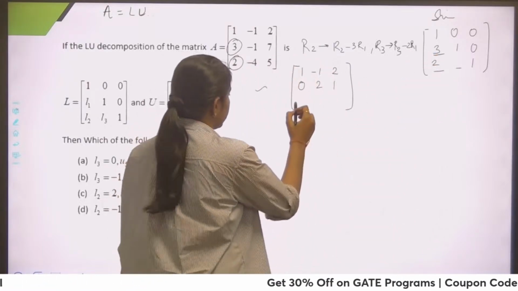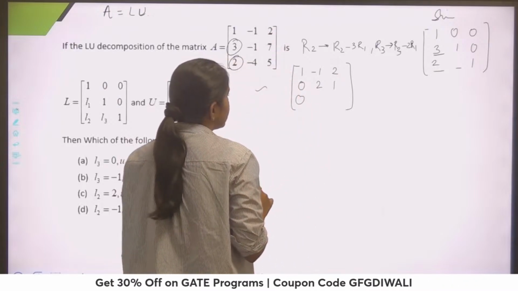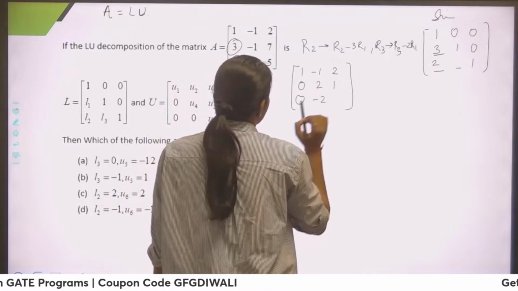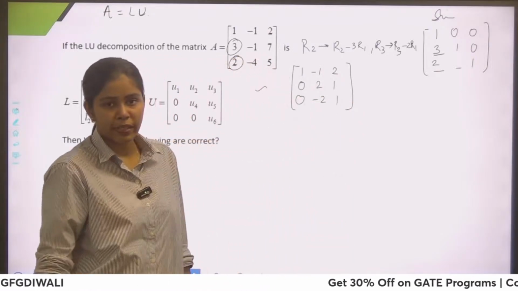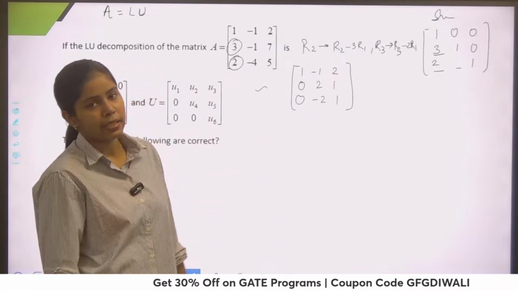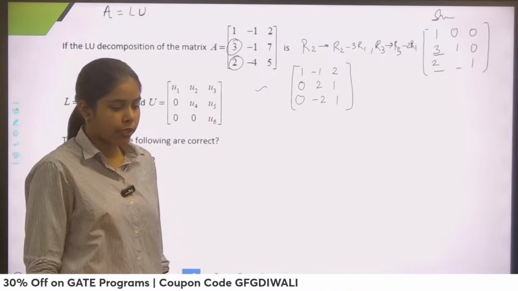So let's subtract 2 first. So we'll get this 0, minus 2 plus 2, minus 4 plus 2, that would give me minus 2, and 5 minus 4, that is 1, right? We get this matrix. Let me know till this step if anyone has confusion. Just let me know, guys, if there is any confusion at all.